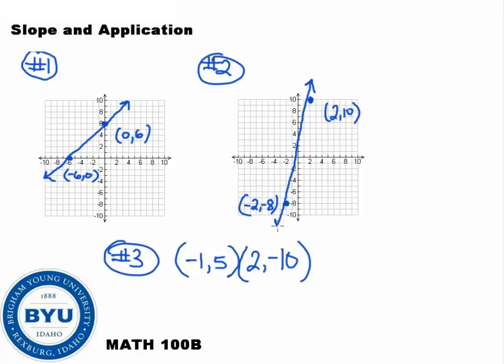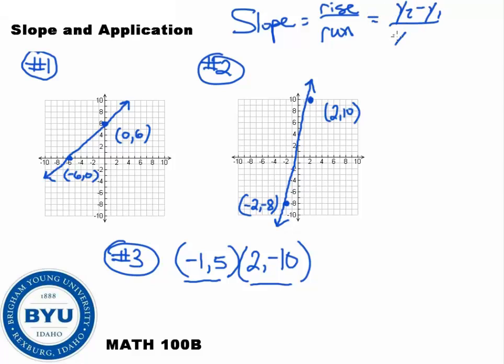And then for number 3, I'm not going to give you the graph. I'm just going to give you 2 points. We'd like you to find the slope between -1, 5 and 2, -10. Go ahead and give these a try. Push the pause button. Give them a shot in your video notebook. And when you're ready to check your answer, we'll check them. Again, your goal here is to find the slope, the rise over the run, or the y2 minus y1 over x2 minus x1. Good luck.